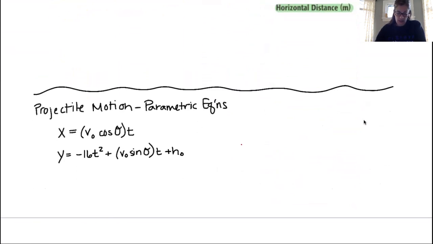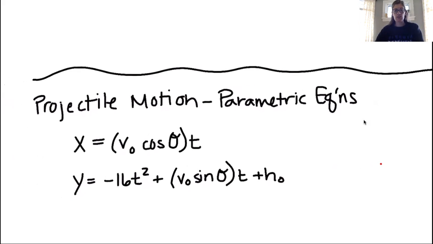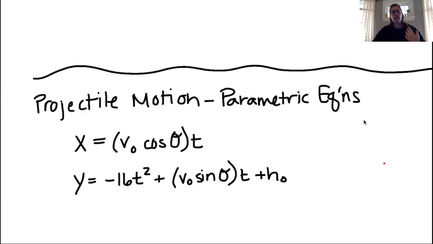Here are the two equations that we'll use for projectile motion with parametric equations. This is for something that we would describe as a projectile, an object that's thrown, kicked, or has some kind of push behind it, so that it moves not only vertically, but also horizontally.